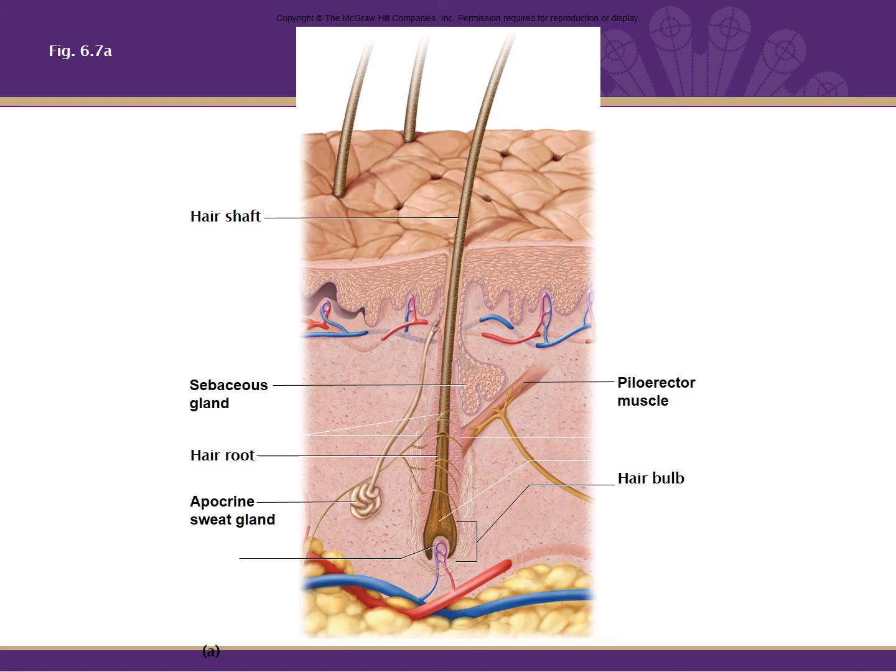Also associated with hair follicles are the apocrine sweat glands. Recall that these are your scent glands that produce pheromones. Then lastly, there are the blood vessels in the dermal papilla that supply blood to the hair bulb, and that is what allows the hair cells to undergo mitosis and divide and produce more.